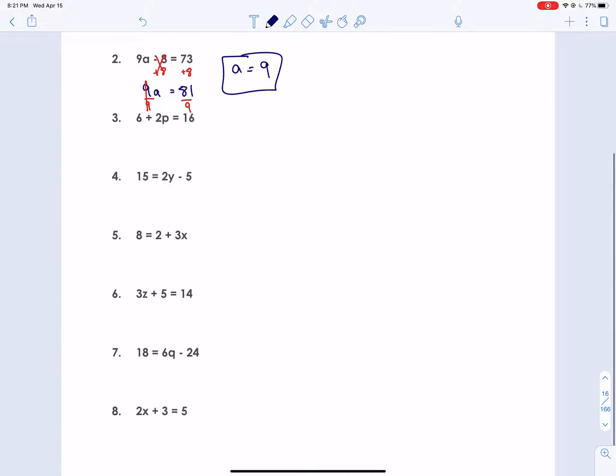Something that looks a little bit different, maybe number 5. So we have the variable on the other side. Okay, so the variable is x, and it's on the right. So let's eliminate the other numbers around it. So let's start off with a 2. It's a positive 2, so we're going to subtract 2 on both sides. 2 minus 2, that's 0, so that goes away. And then we're left with 6 on the left, and then 3x on the right.